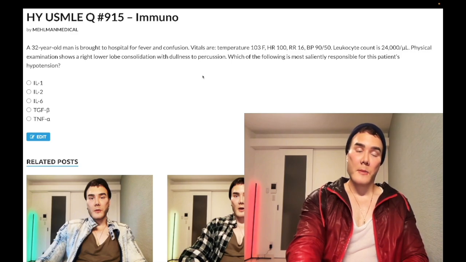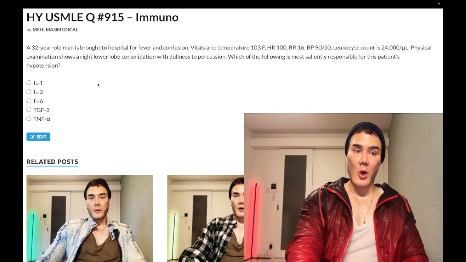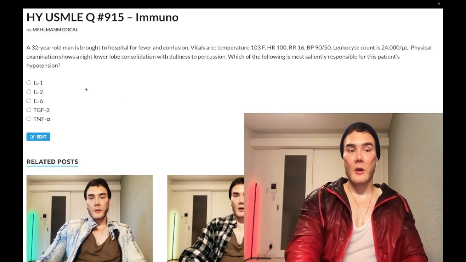Okay, if we had bilateral interstitial infiltrates, that could be mycoplasma. Very rare for that to cause sepsis, but we have low blood pressure here, and the patient wants to know, what am I saying? The question wants to know which of the following cytokines listed is most saliently responsible for the low blood pressure.